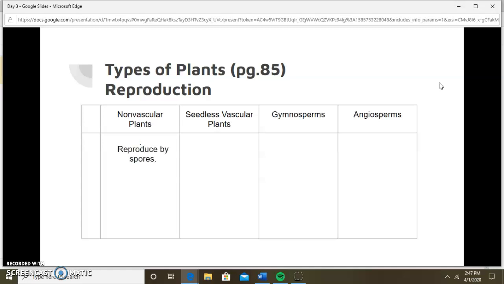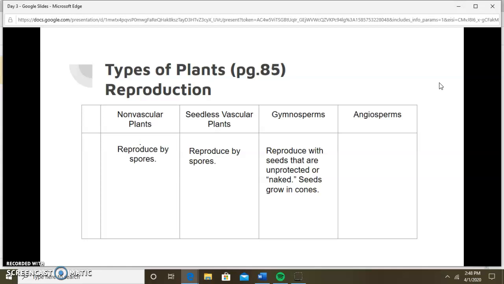Reproduction. Non-vascular plants reproduce by spores. Seedless vascular plants also reproduce by spores. Gymnosperms reproduce with seeds that are unprotected or naked, seeds that grow in cones.